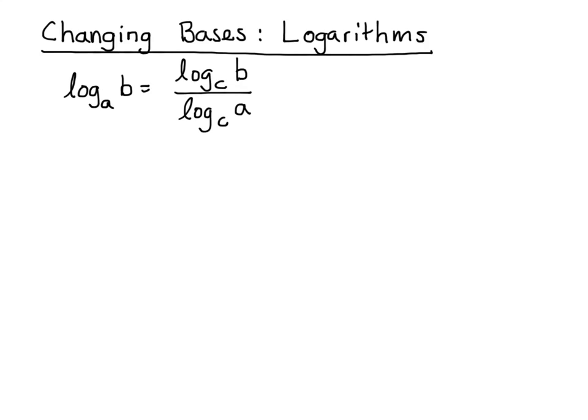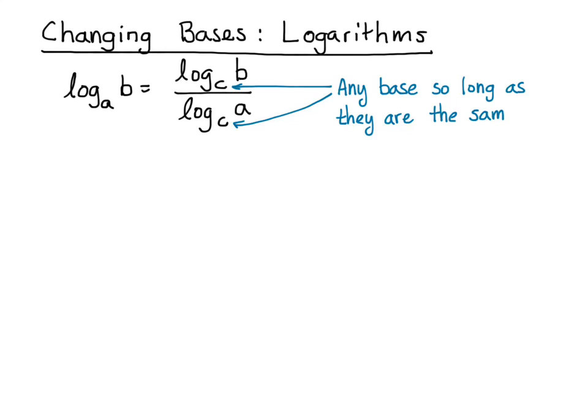So if we look at any log that has an arbitrary base, so log base a of b, that equals the log base c of b divided by the log base c of a. And so the important thing here is that any base works, so long as they are the same. So that means that you can use either the natural log or the common log, and then you have two logarithms and a division to make in order to calculate a logarithm in any arbitrary base.